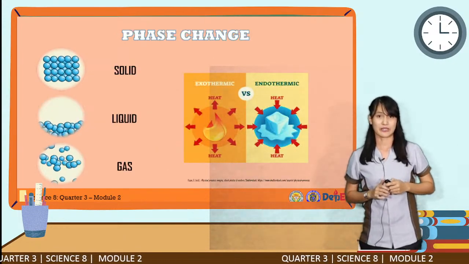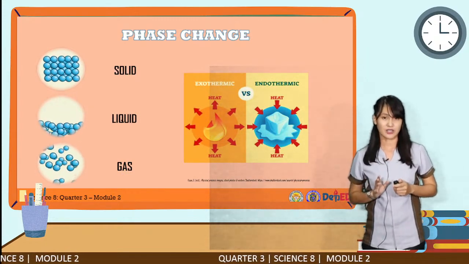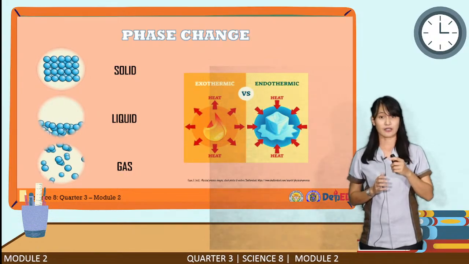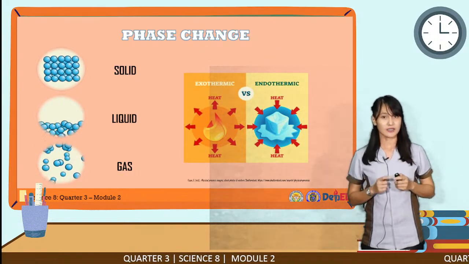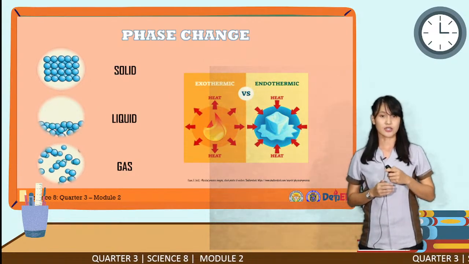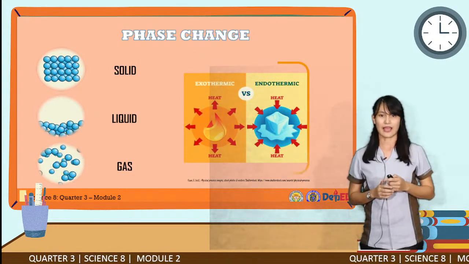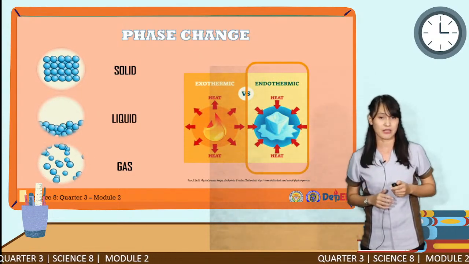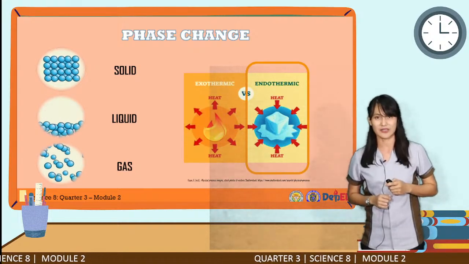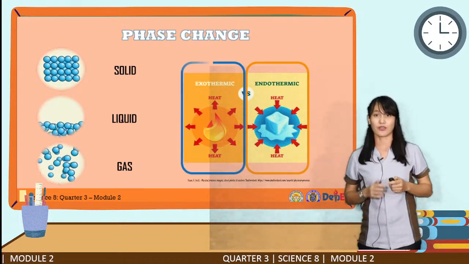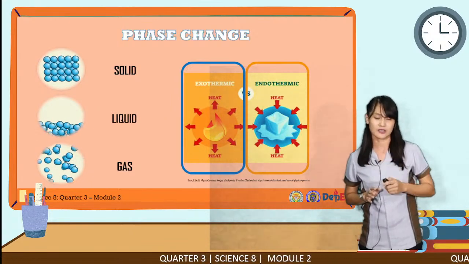But what happens when matter changes state? During a phase change, heat energy is either absorbed or released from a system. The energy needed for a substance to change its state is called latent heat. Take note that it is an endothermic process if the system absorbs heat energy from its surroundings. It is an exothermic process if the system releases heat energy to its surroundings.